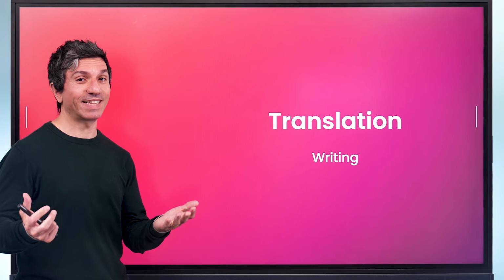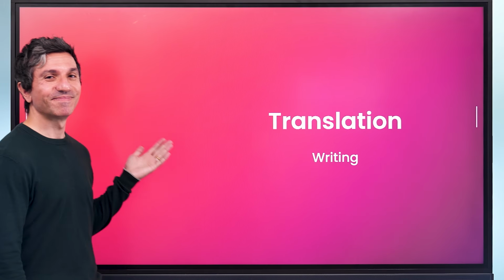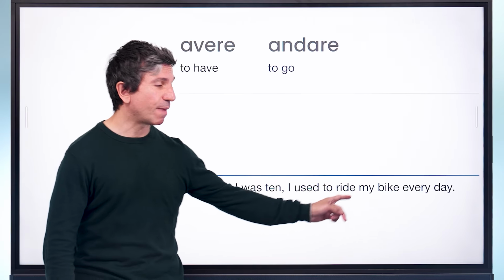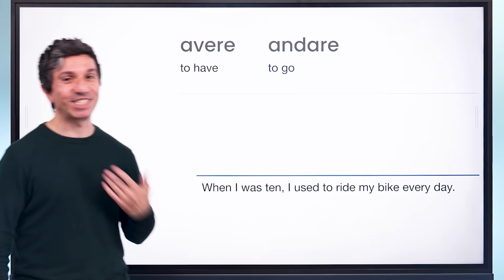Let's translate some sentences into Italian. Translate. When I was 10, I used to ride my bike every day. Into Italian.